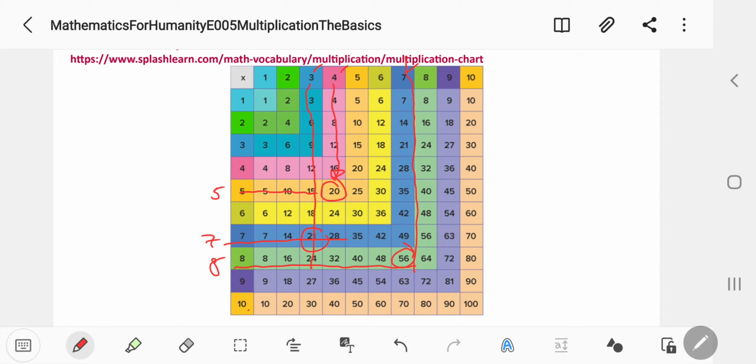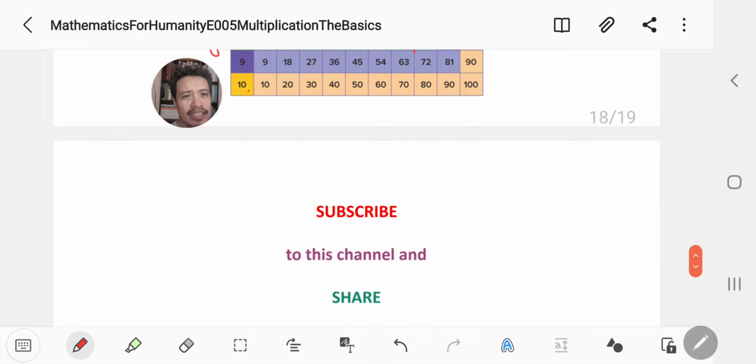So in the next episode, we'll be multiplying large numbers the traditional way and some other ways which you can do multiplication faster.